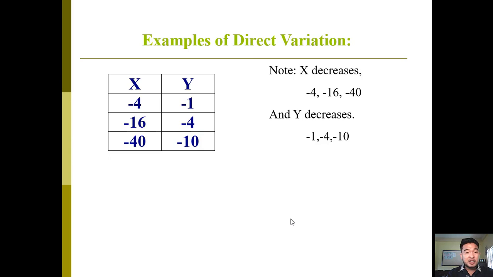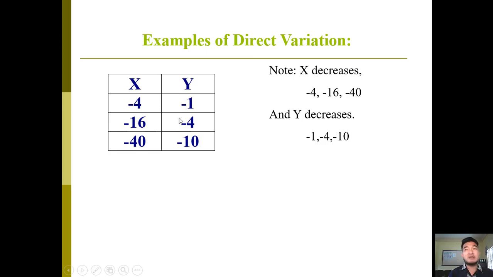Example of direct variation. The values of x are -4, -16, and -40. Then y are -1, -4, and -10. If x is -4, then y is -1. If x is -16, then y is -4. If x is -40, then y is -10. As we can see, as x decreases, y also decreases.